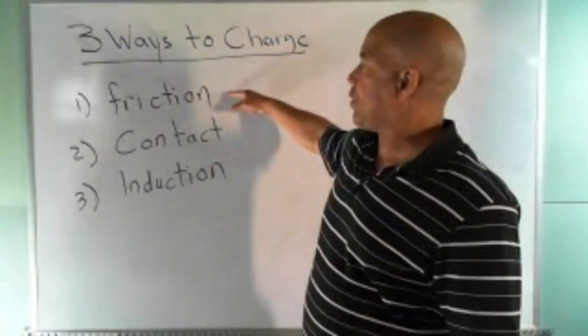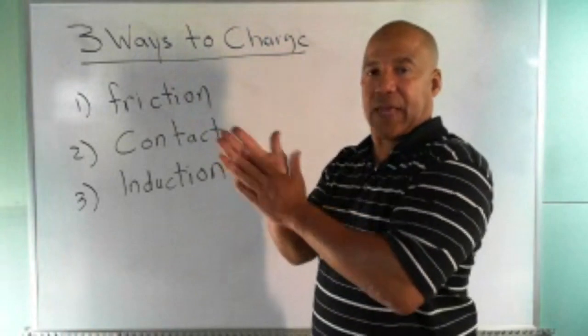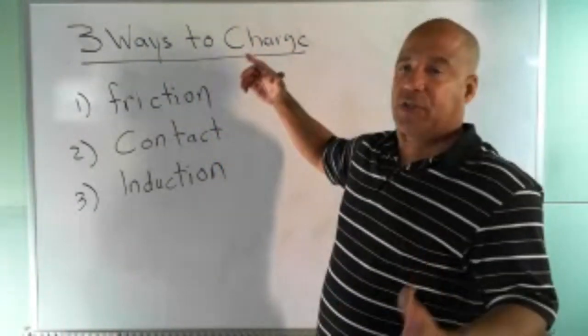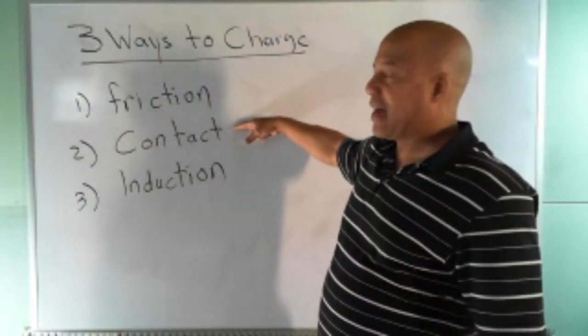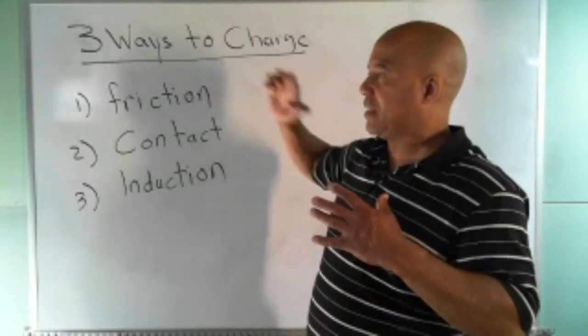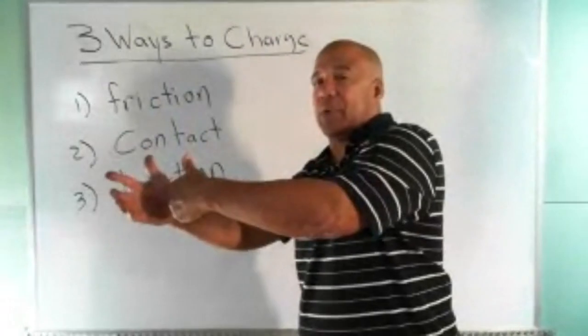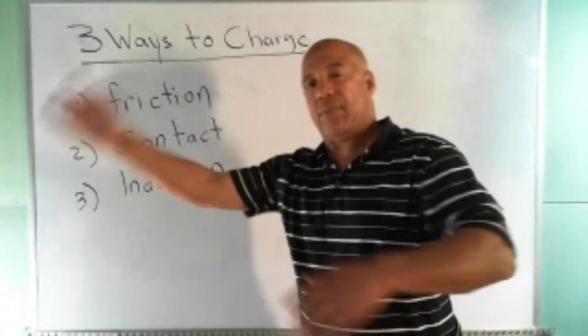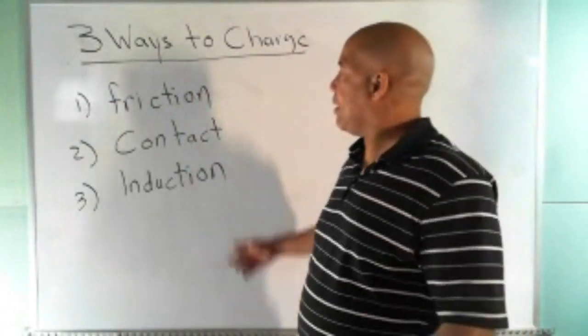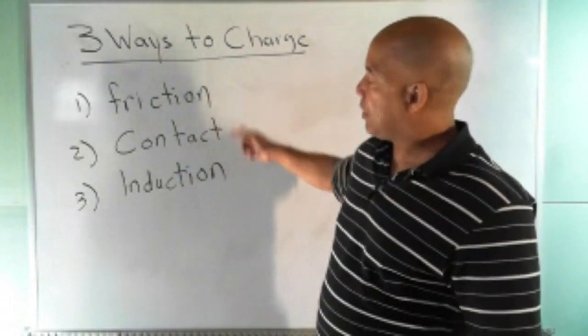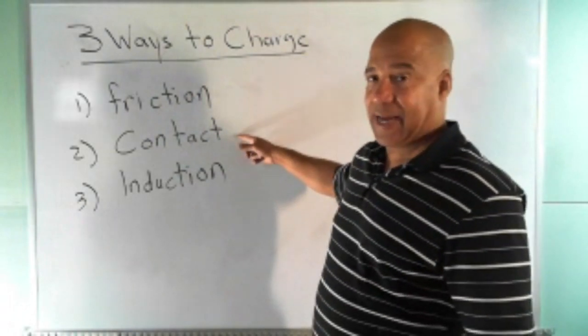So one way to transfer charge is by friction, rubbing things together. If I have a buildup of charge, I can transfer by contact. If I have more charge on something than on something else, when I touch something with less charge, the electrons can go over to that other thing. So I can charge by friction. I can charge by contact.